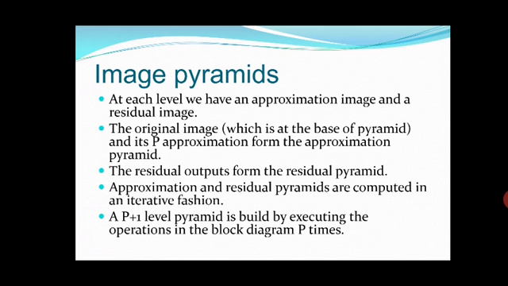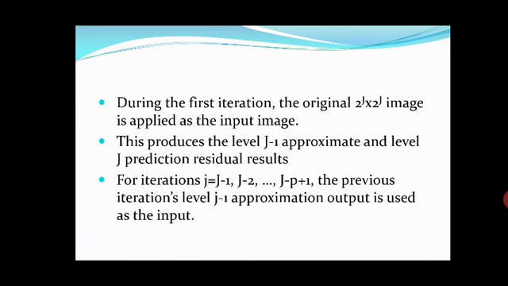In order to consider the image, we have a block diagram applied p times. It is an iterative fashion, that is, the image construction will be based on iterations. During the first iteration, the original 2 raised to j into 2 raised to j image is applied as the input image. If I consider an image of 512 by 512, the full image will be applied. It is not divided into small blocks earlier.